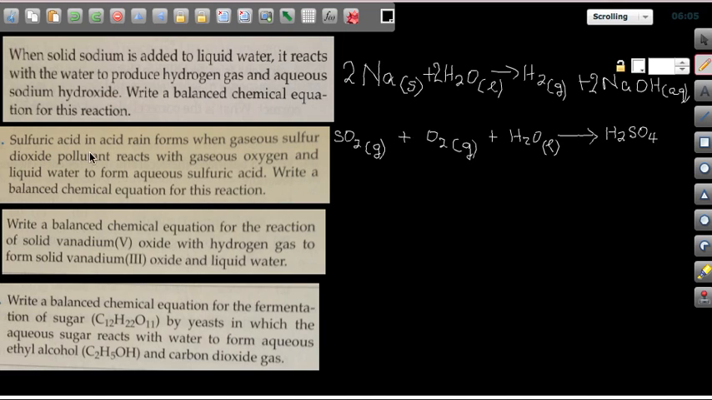Sulfuric acid in acid rain forms. So sulfuric acid is here and it is a product. When sulfur dioxide, a pollutant, reacts with gaseous oxygen and liquid water. So sulfur dioxide plus oxygen plus water gives you sulfuric acid. Let's count the atoms. The sulfur is fine. Let's look at oxygen. Here's 2, 4, 5, and there's 4.